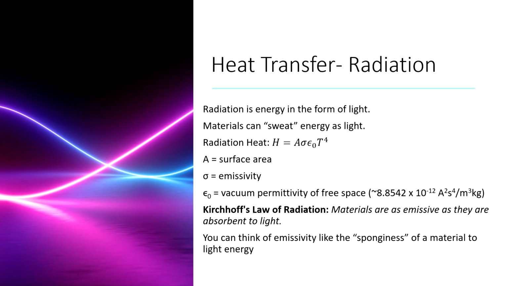Now, Kirchhoff's law of radiation is an important thing to understand because materials can not only emit light, they can also absorb it. So Kirchhoff's law of radiation is that materials are just as emissive as they are absorbent. So a very reflective material is not very good at absorbing light, so its emissivity is really low. Materials that are really good at absorbing light, like let's say a black paint, are really good at getting rid of it as well. And so you can think of this emissivity as being like the sponginess of a material.